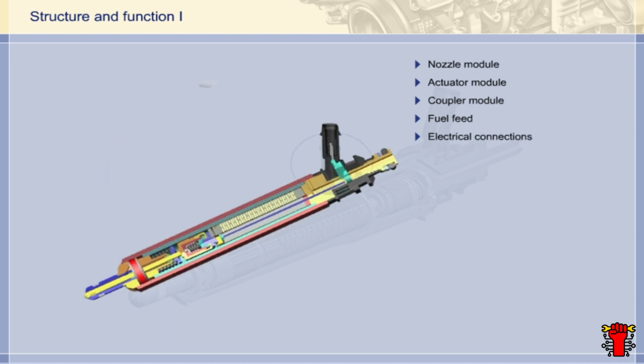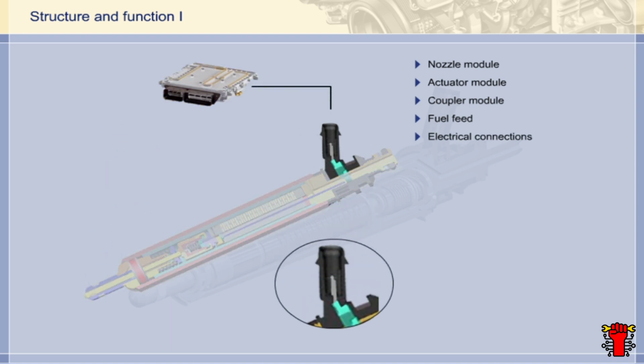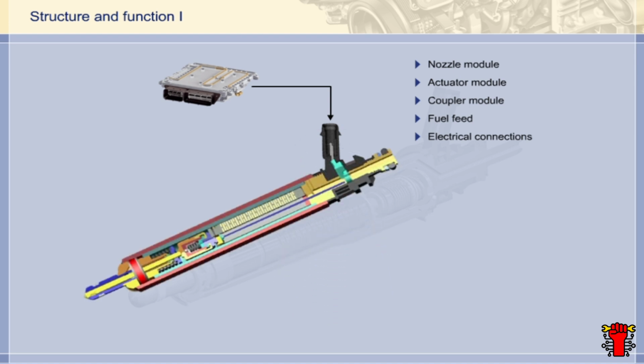The injector is actuated by the ME control unit via the electrical connections. The operating voltage is between 125 and 160 volts. The control current is approximately 8 amperes.